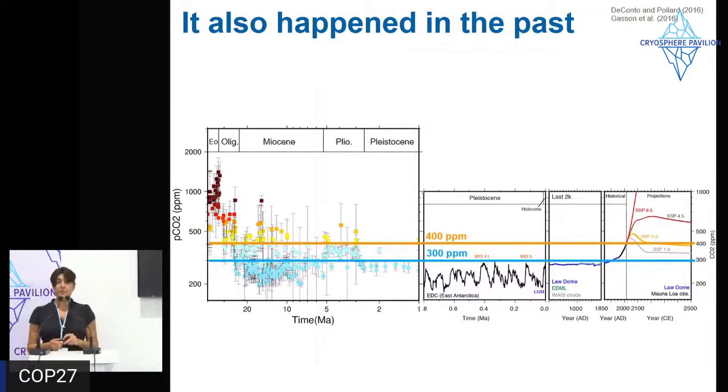It also happened in the past. That's the last slide of this presentation, but I wanted to give this past perspective, because it's important to understand that what we're projecting is not an invention. It's not a science fiction movie. It's really happening. So this graph shows you the reconstruction of CO2 in the past, up to when Antarctica started to glaciate, 34 million years ago.